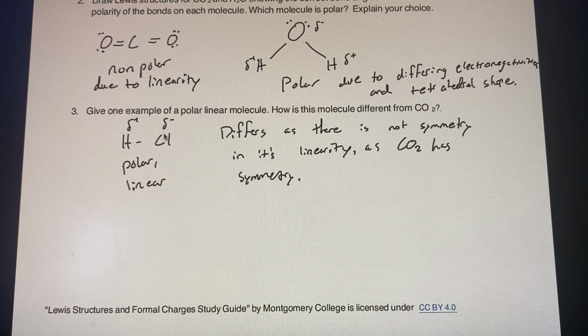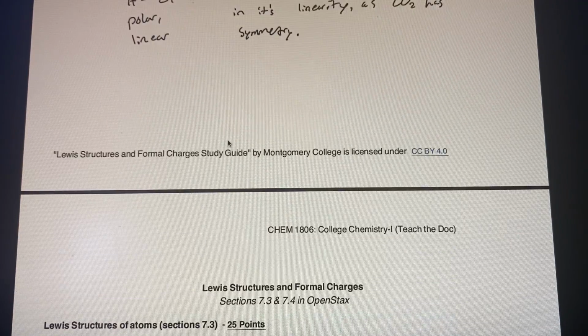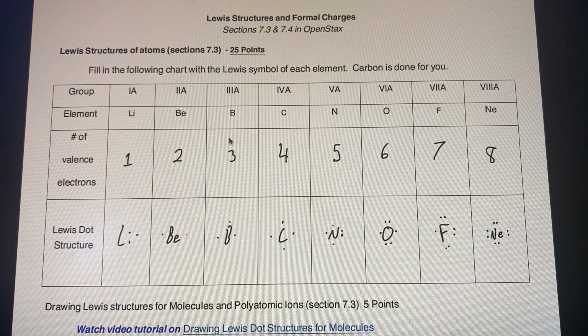We then look at another linear molecule here in question 3, HCl. However, this is polar because of the lack of symmetry. While it is linear, it does not have that symmetry, like the carbon dioxide has in question 2, where it cancels out. We then have this table, where we go to the periodic table and look at the number of valence electrons, and then just practice our ability to do Lewis dots.